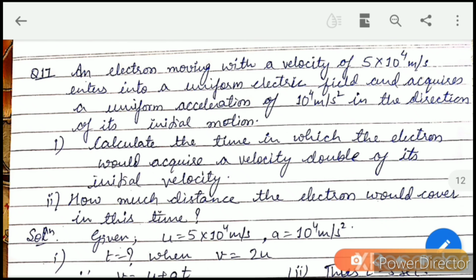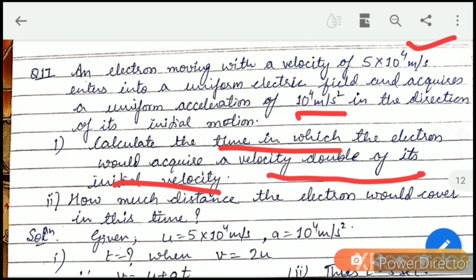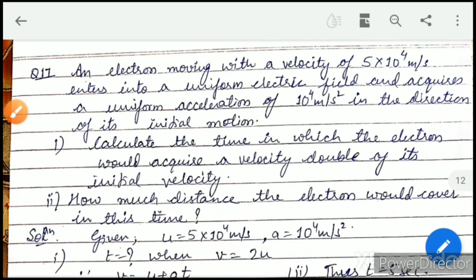An electron moving with the velocity of 5 into 10 to the power 4 meter per second enters into a uniform electric field and acquires a uniform acceleration. Here the initial velocity of the electron is given, acceleration is given, and we have to calculate the time in which the electron will acquire a velocity double of its initial velocity. If the initial velocity is u, so we have to find the time in which the velocity becomes twice u, double of the initial velocity.